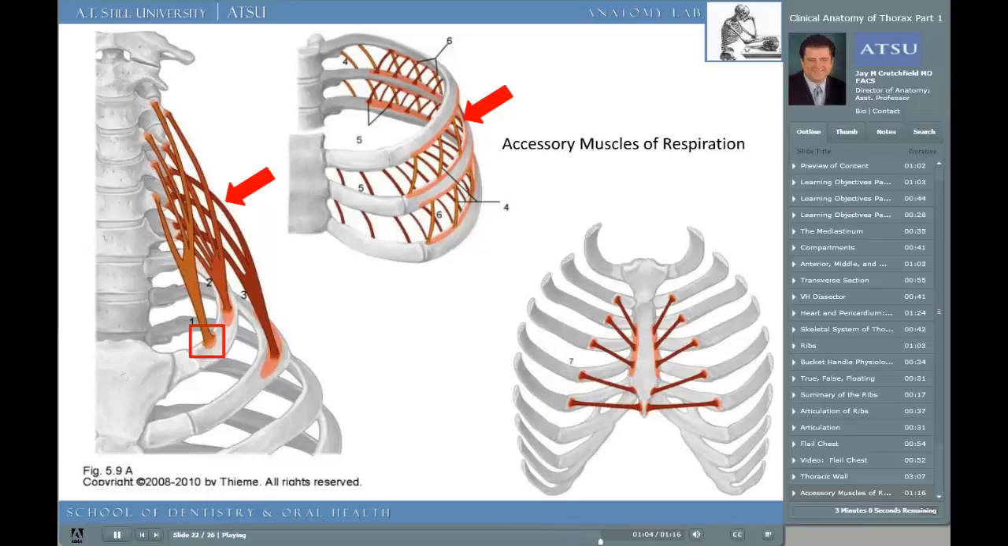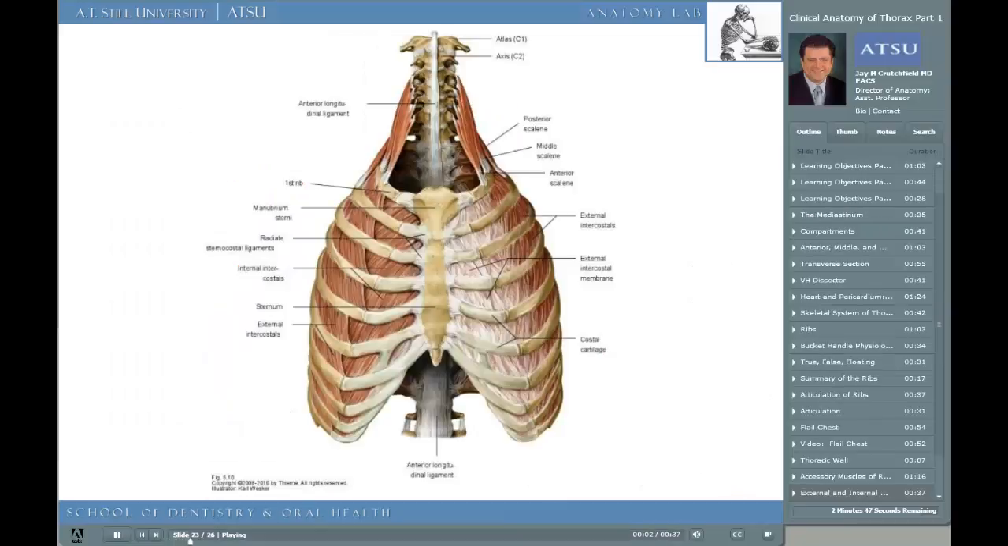Other accessory respiratory muscles include the subcostal muscles and, on the left in this figure, the transversus thoracis. The subcostal muscles usually span 2 or more rib segments, and the transversus thoracis, which is on the interior side of the sternum, as you can see in this image, is useful for severe respiratory distress as an accessory muscle.